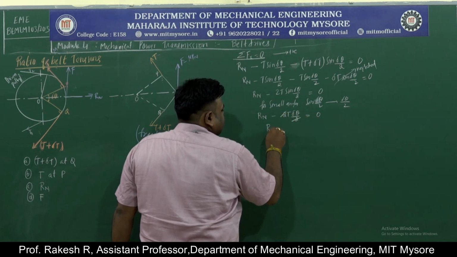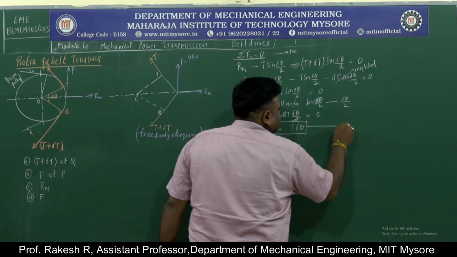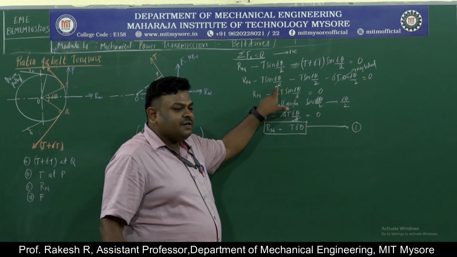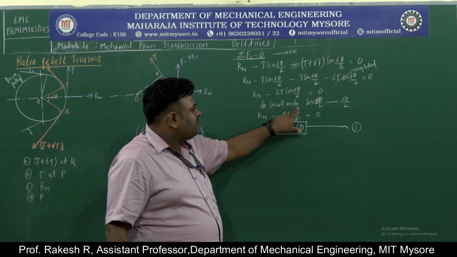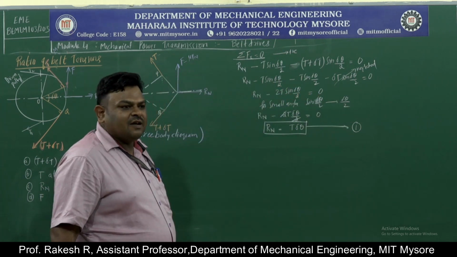So Rn is equal to T into delta theta. This I will call as equation 1. But here you should not cancel, it is wrong. After writing this, mathematically you can cancel because sine theta tends to theta. This is a small angle conversion.